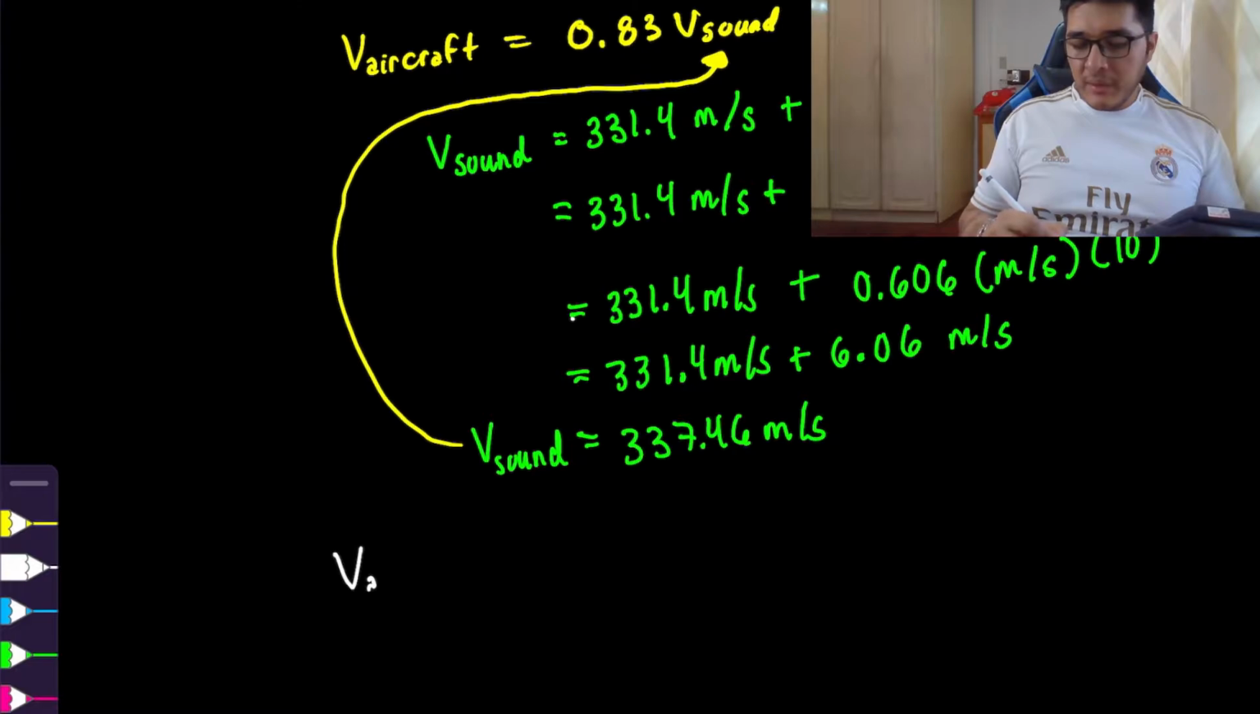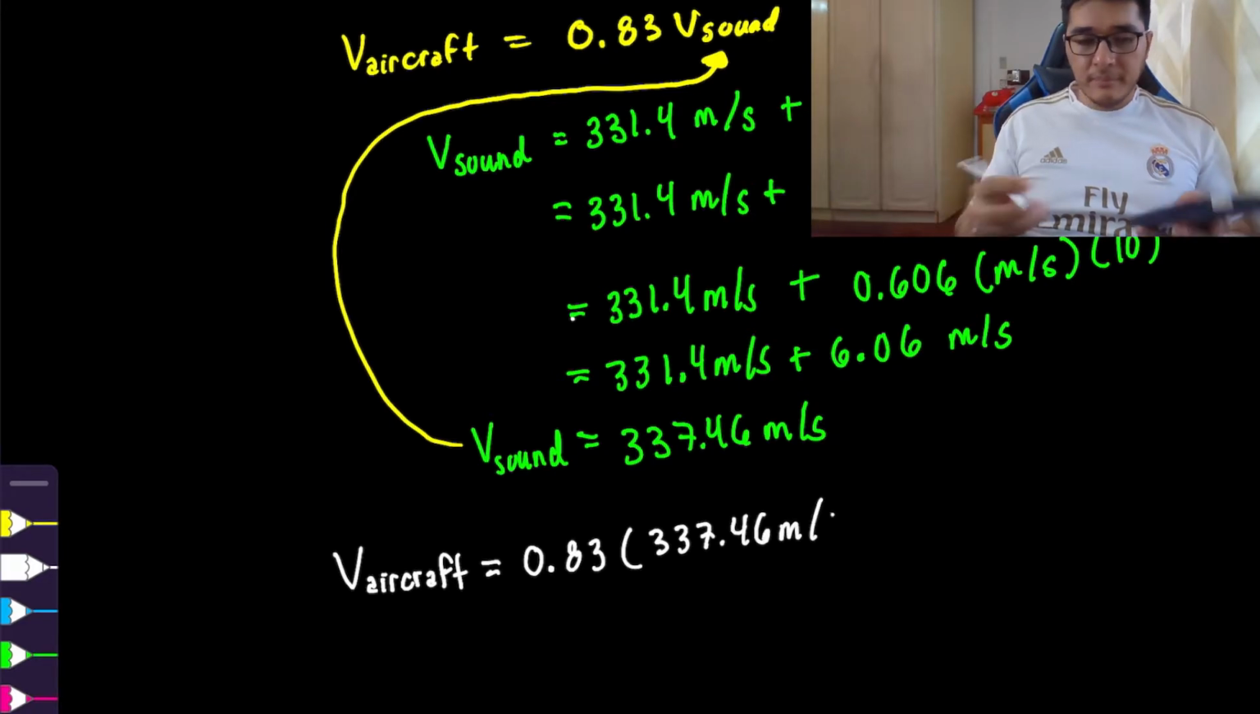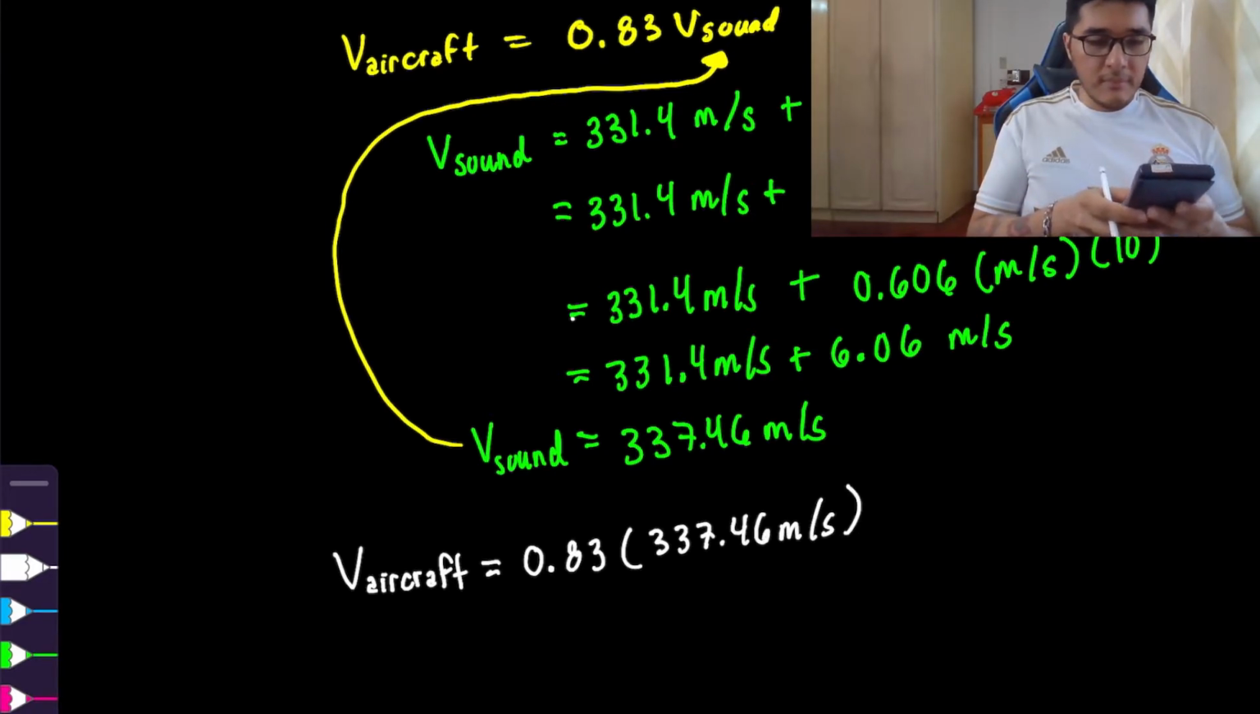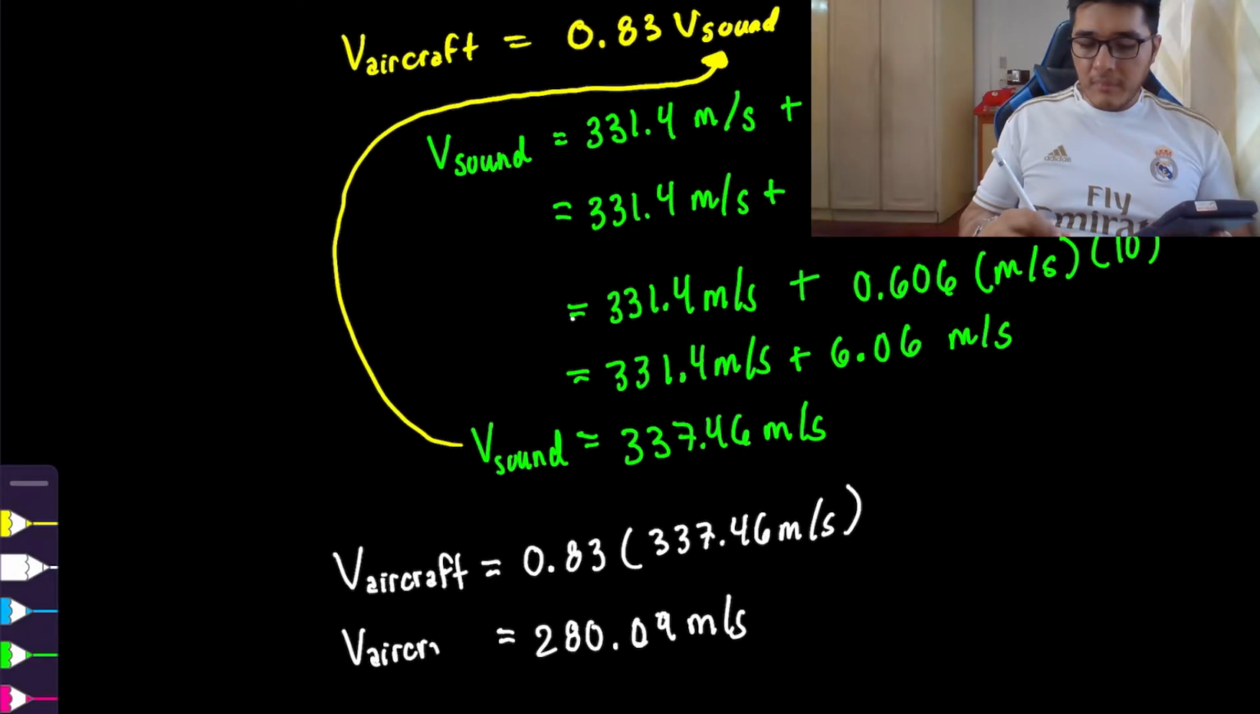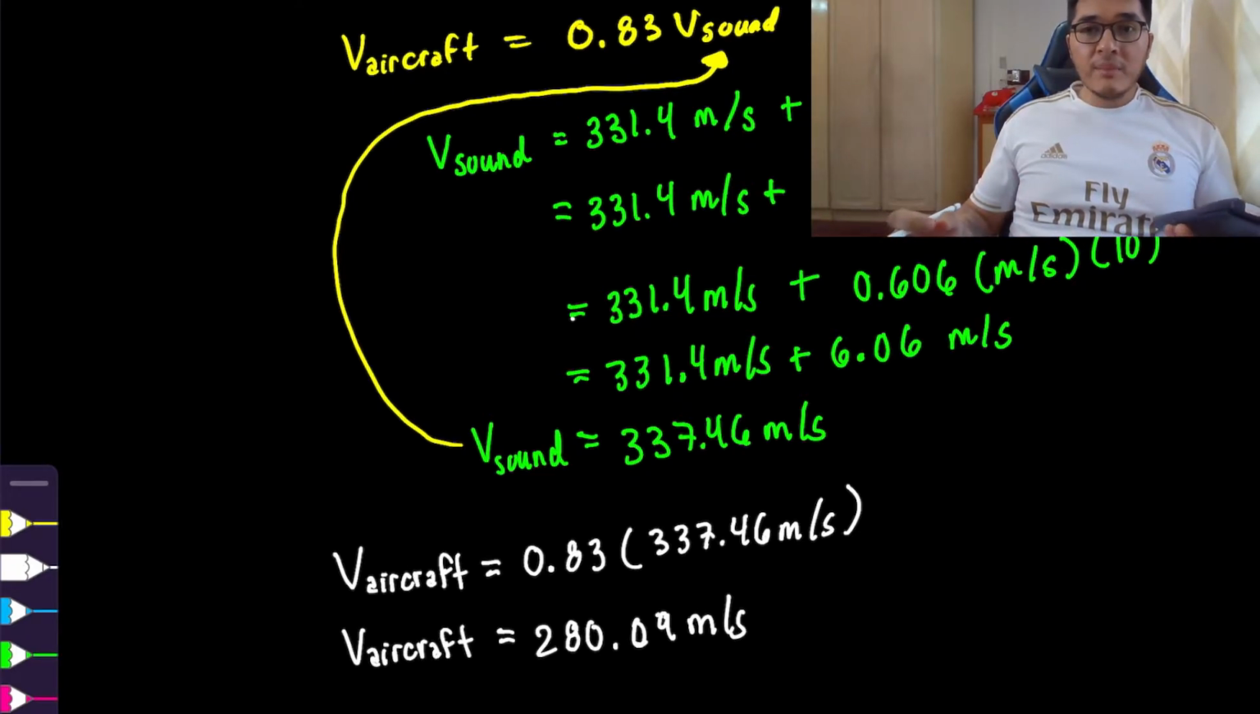So the speed of the aircraft equals 0.83 times the speed of the local sound, 337.46 meters per second. And we get approximately 280.09 meters per second. Which is what we expected, right?